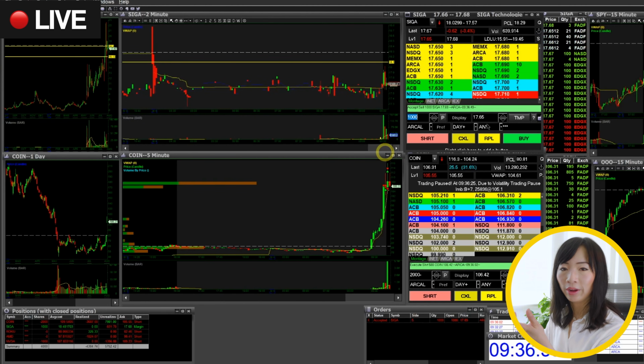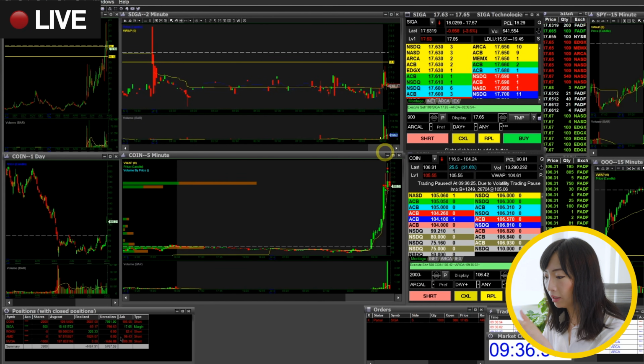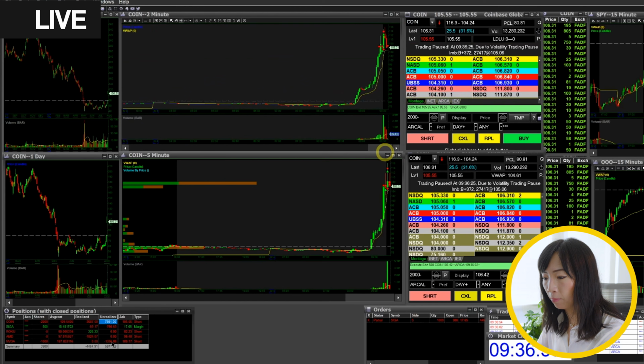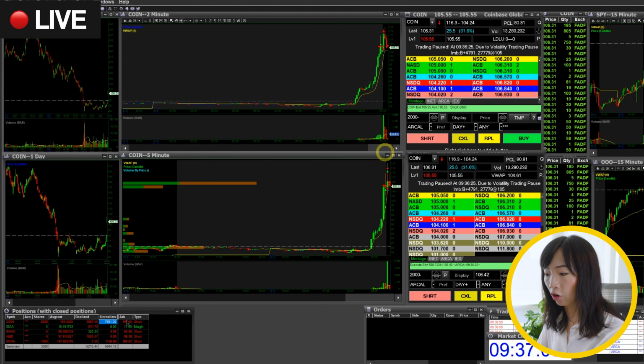So usually when I'm trading, I have one main watch. So for now, it's Coinbase on the short side. But you can see on the bottom left-hand corner, I have a couple of other positions open as well.